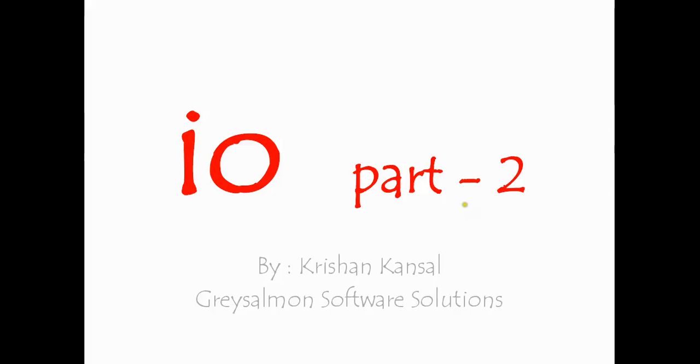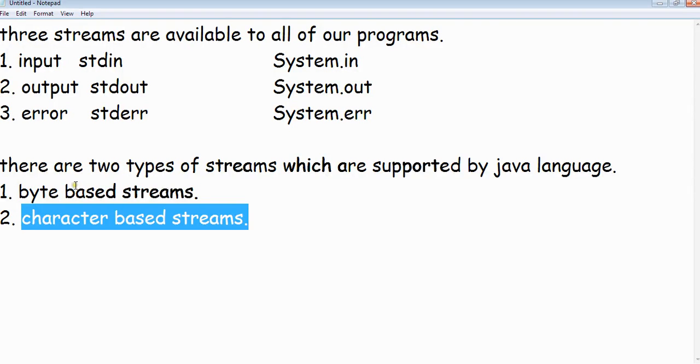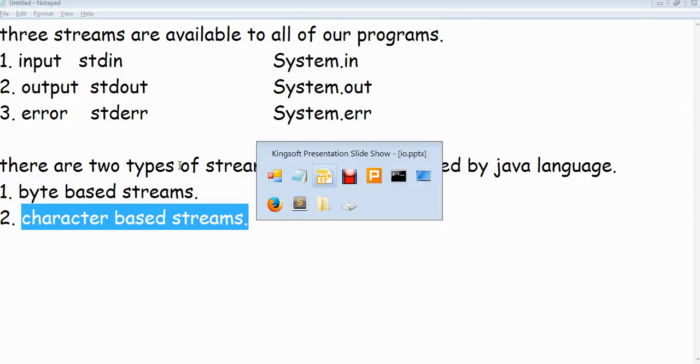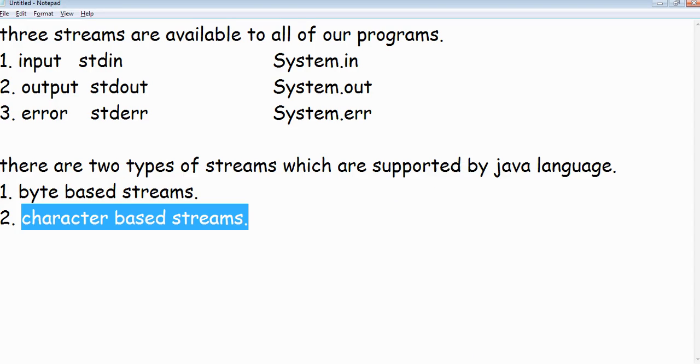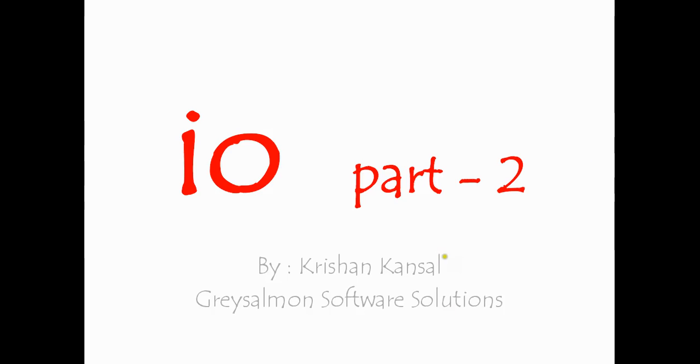Welcome to the second part of this IO tutorial. In the previous class, we discussed that the classes available in this IO package are of two types. The first are the byte-based classes and the second are the character-based classes.